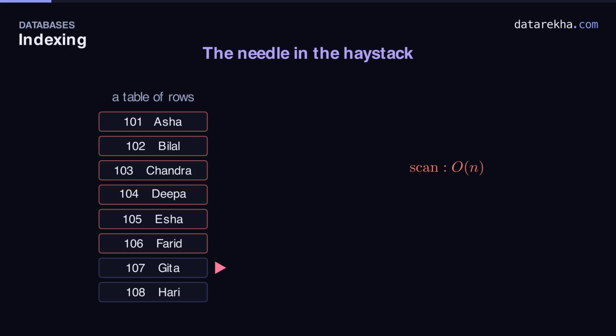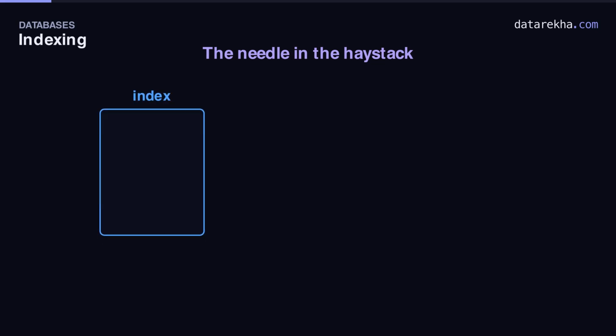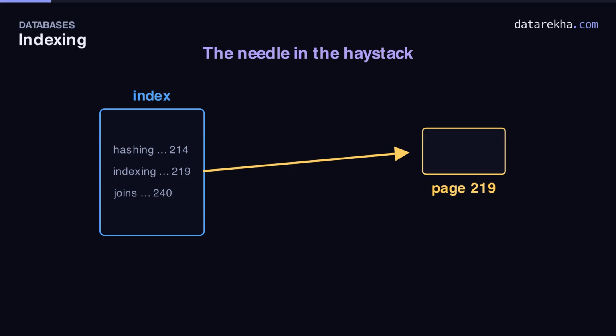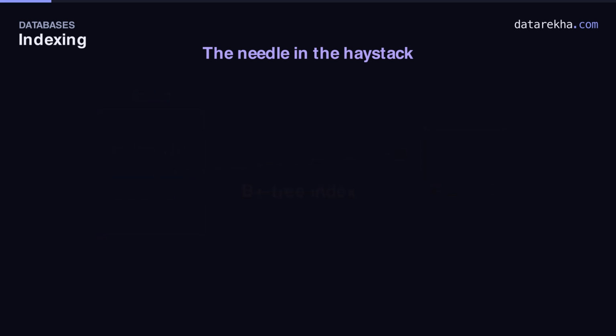The cost grows with the table size. Order n. Now think of a thick textbook. You would never read every page to find one topic. You flip to the index at the back, look up the word, and jump straight to the page. A database index is exactly that. A side structure that finds rows without reading them all. Two structures rule the database world, the B plus tree and the hash index. Let's build both.